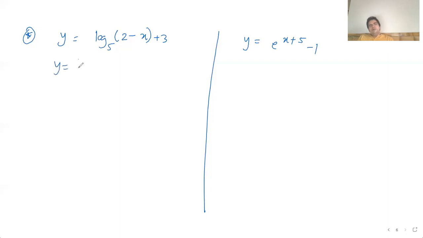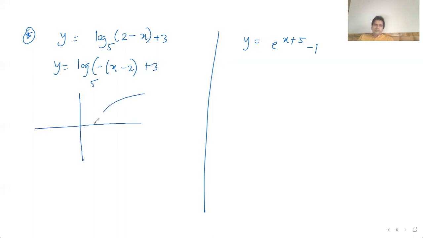So if you have log of (2 minus x) to the base 5 plus 3, firstly I do it like this: log of (x minus 2) to the base 5 plus 3. If I show you the step-by-step transformation, what I'm going to do is sketch the log x to the base 5 graph first. The graph is here, reflect across the y-axis, and then move 2 units to the right. So this cuts here again.